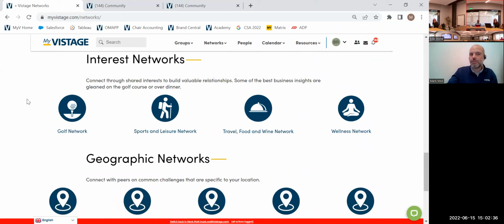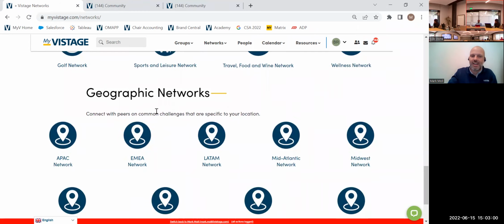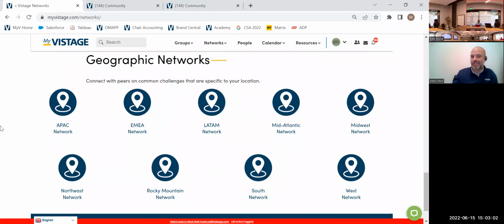Interest networks. The first one you'll see is the golf network. We have a lot of Vistage members that play golf. Sometimes people like to find other golf buddies if they're traveling, things like that. That's most frequently what you'll see the golf network used for, for example. But we do have a handful of different ones like those. I personally really like the travel network. It's kind of fun to check in and see what all our members are up to on that one. Moving on, we have geographic networks. So we have one that's specific to the West region, and that obviously includes California, Hawaii, and things like that.